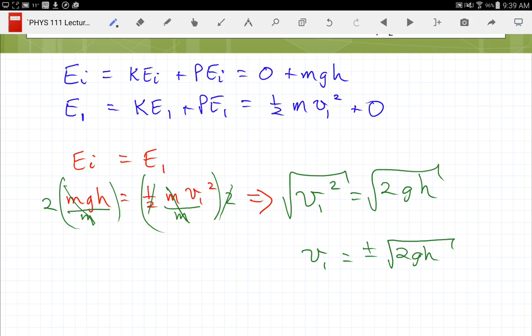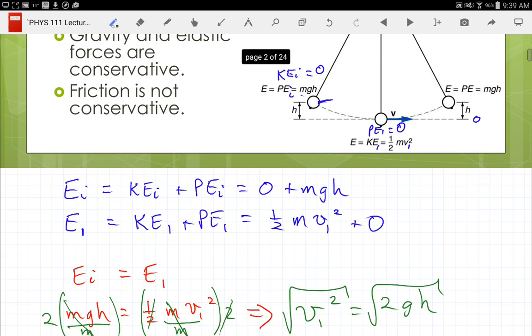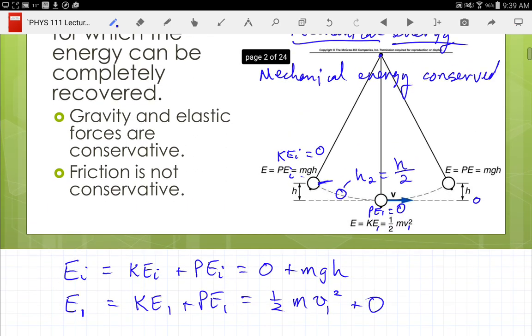Now I could use this same principle for somewhere in between. Let us suppose that I have this position where h2 is equal to the total h divided by 2. So when it's dropped to half of its height, I can find out how fast it's going there in a similar fashion. What were the steps that I did in the problem I just did? What are the steps that I went through? Step 1.